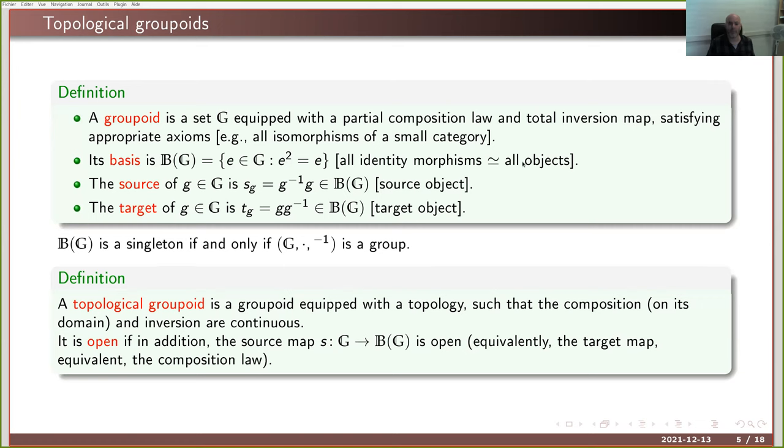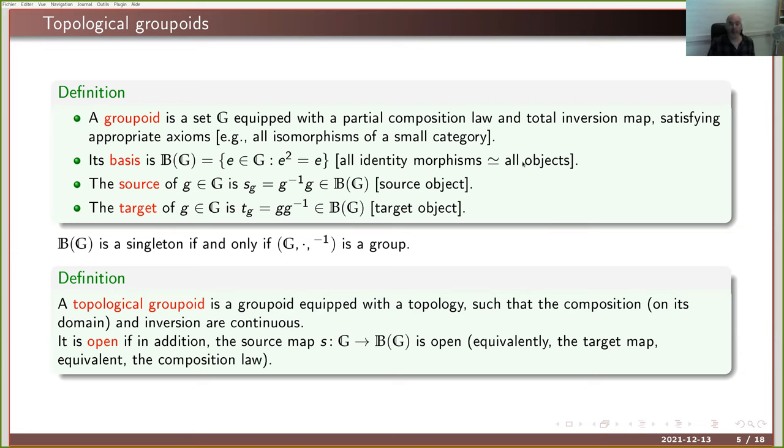A groupoid is a set equipped with a partial composition law and a total inversion law. And there are some axioms. So think of all isomorphisms in a small category. You can invert them, and you can compose them if the target and source match. So it's a partial composition law.